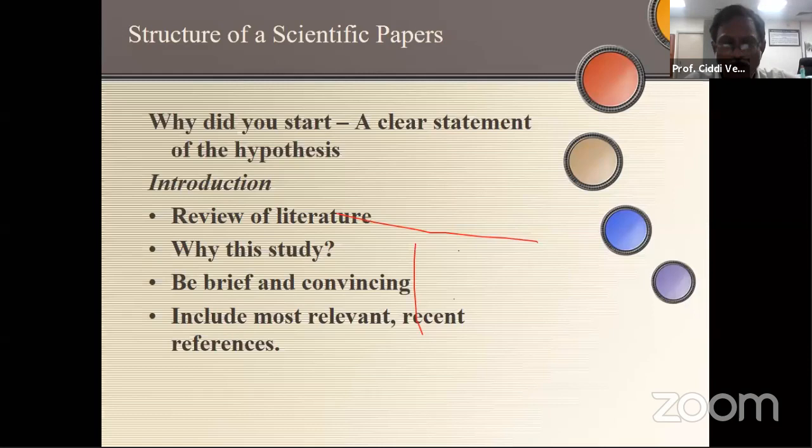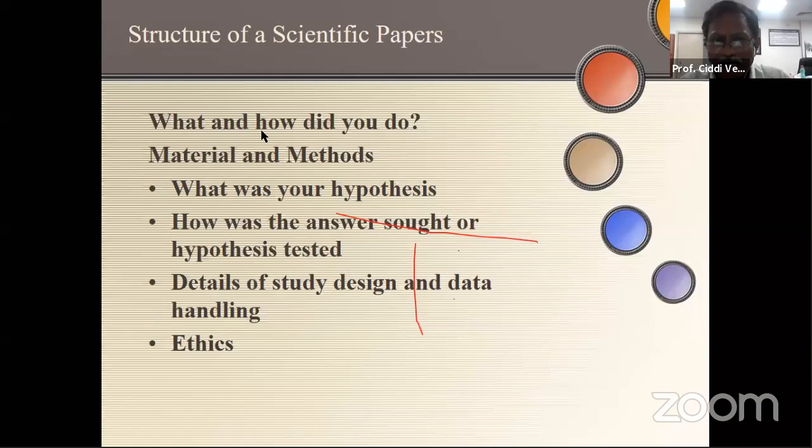Then, what and how did you do? This is the experimental methodology: how you have carried out the study, what your hypothesis was, how the answers were sought, how the hypothesis was tested, details of study design, data handling, and ethics. This is a section you need to understand. These are the things that will be there.